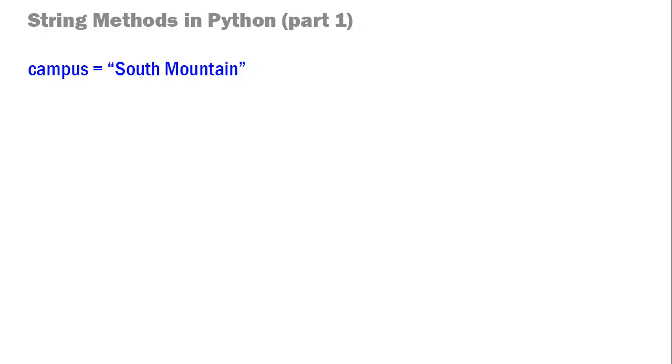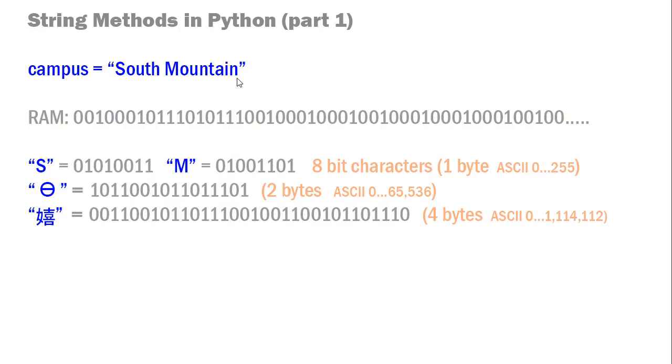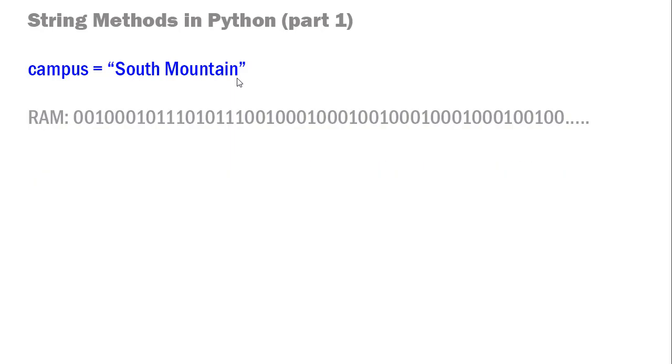Sometimes it's good to understand what's happening behind the scenes, the stuff you don't see, to understand coding a little bit better. We talked previously that when we have a variable such as campus and we assign a value to it, such as South Mountain, that is stored in memory. We don't see that happening. And we also know from our CS 105 that everything the computer sees is zeros and ones. So every letter is made up of a combination of zeros and ones. And so in RAM, what we're having stored is a whole bunch of zeros and ones.